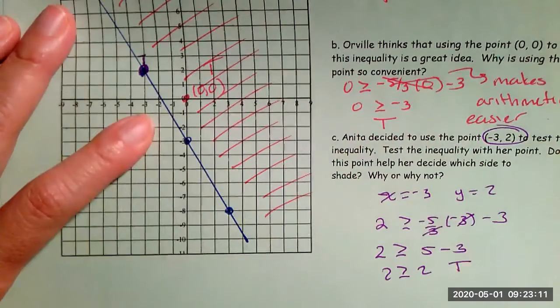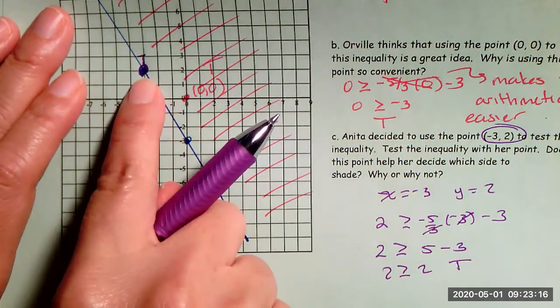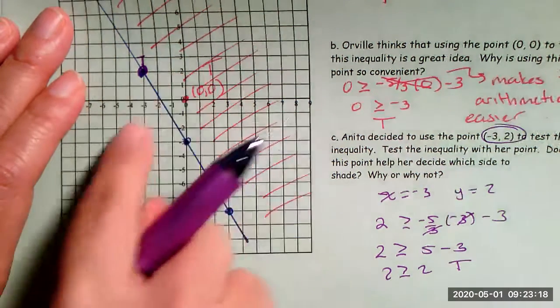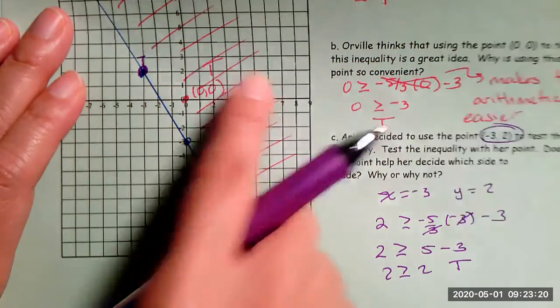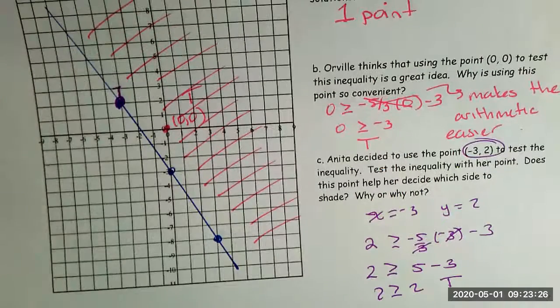It's true. Does that tell me which side to shade? No, it just tells me that's a solution. It doesn't tell me where all my true values are. So that's why we don't want to choose points that are on the line. All right, if you have any further questions, please make sure you ask, and have a great day.